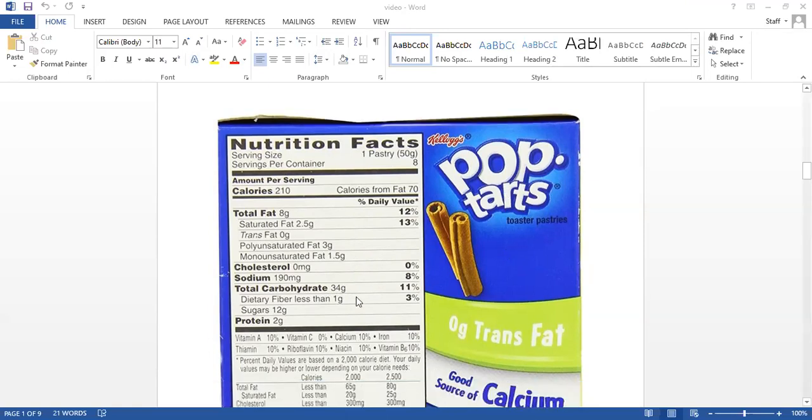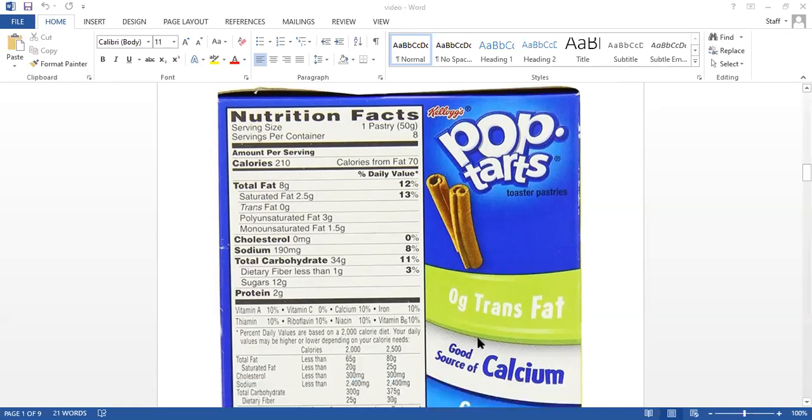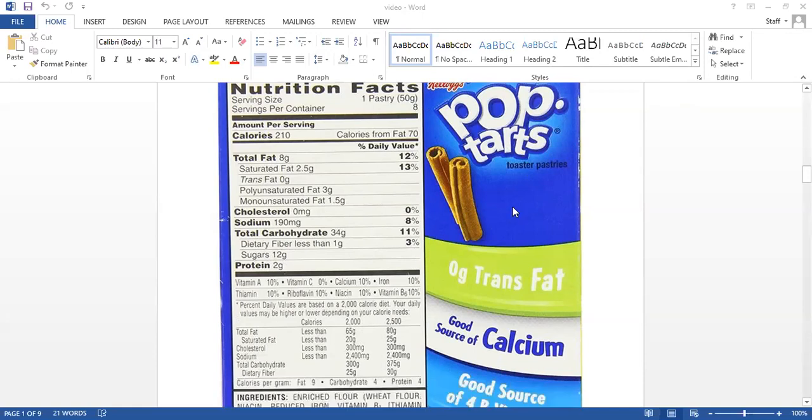The other thing that I like to mention with this label too is, you look at the front of the box, it may say something like good source of calcium, or 0 gram trans fat, or light, or whole grain, or low in calorie, or whatever it may tell you. And I really ask for people not to pay attention to that, because I always want you to pay attention to what your label is telling you, and not what the front of the box is telling you. Some of this stuff can be very misleading.